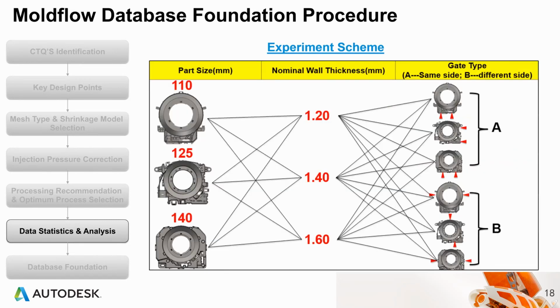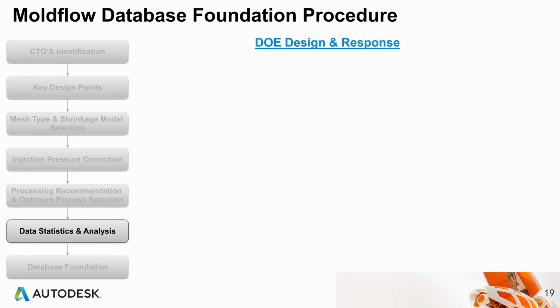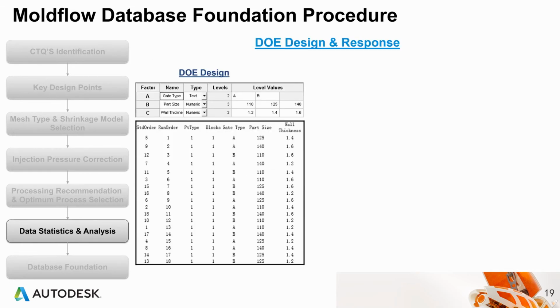Next, in order to find out the relationship between factors and part quality, we made an agreement scheme. We chose some typical structures of state housing with different wall thickness and different gate type and made a cross-validation. We put the factors and the levels into DOE design and generate a work list.